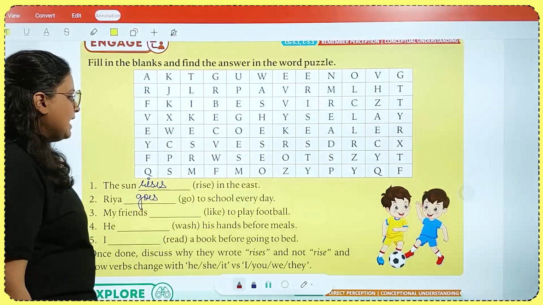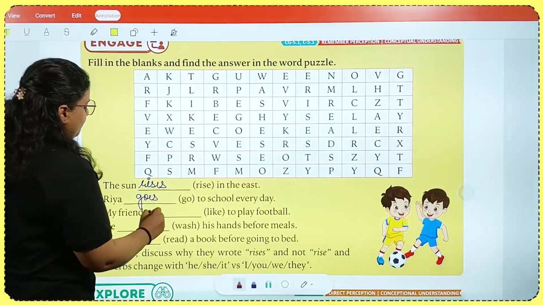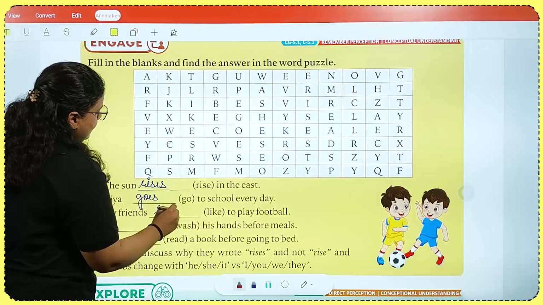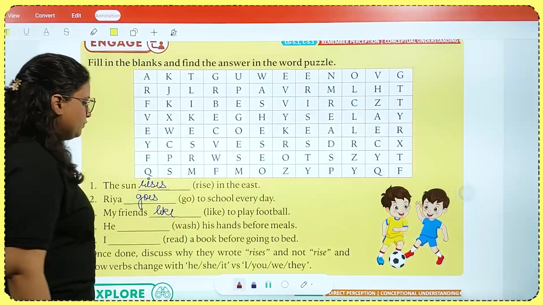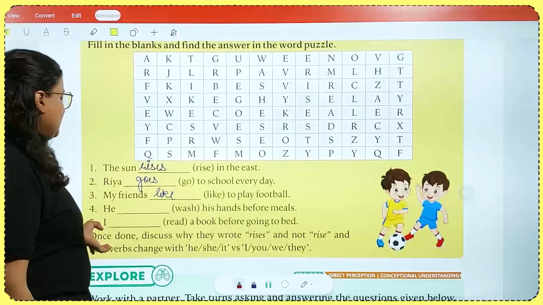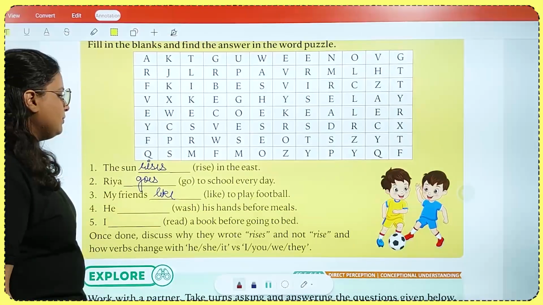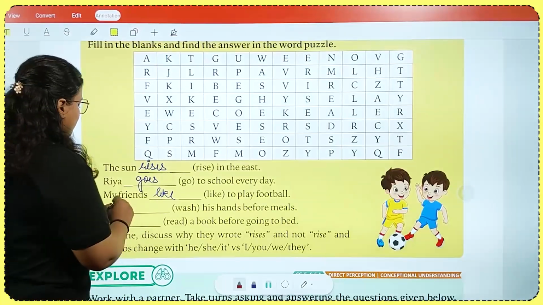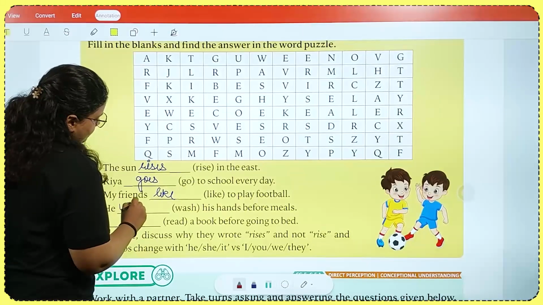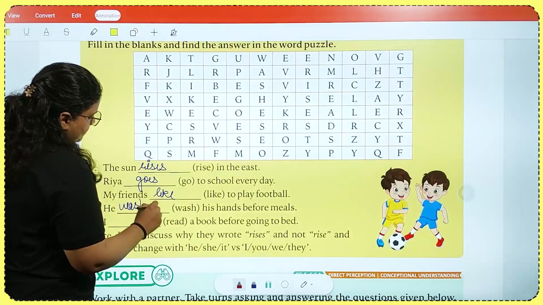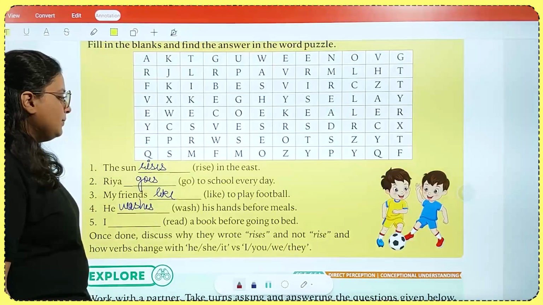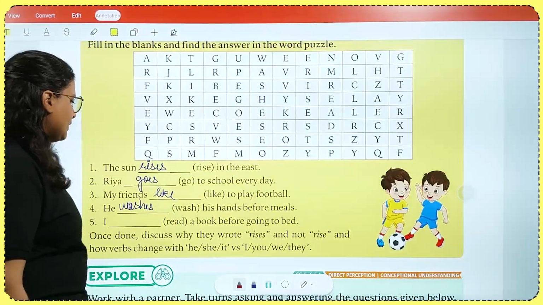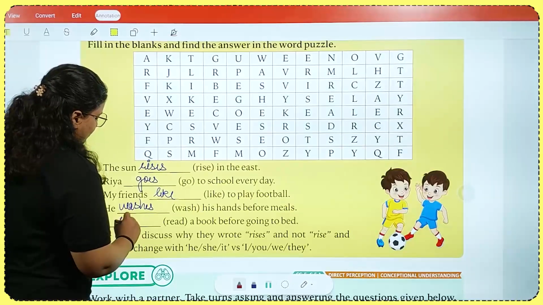My friends dash to play football. My friends like to play football. He dash his hand before, meaning washing. I dash read a book before going to bed. I read.